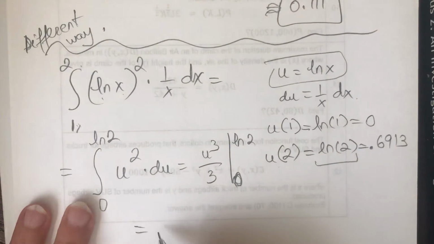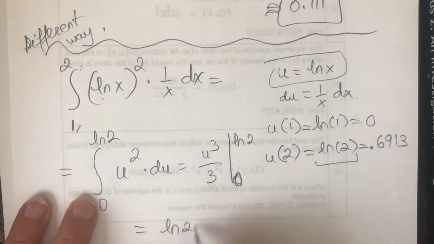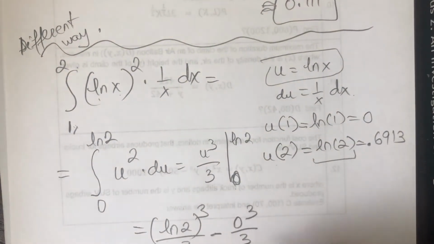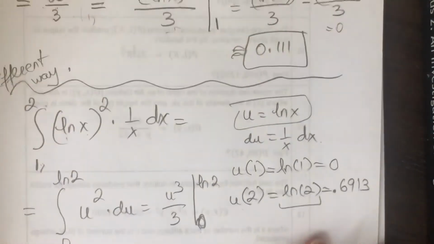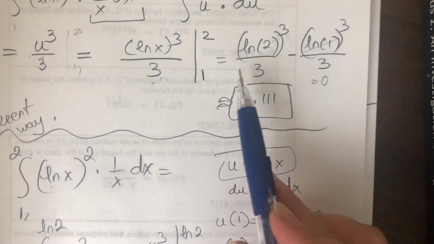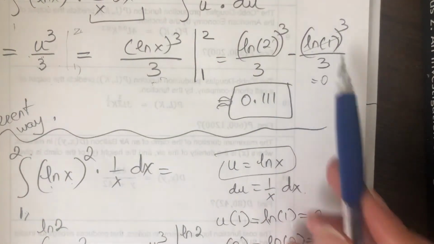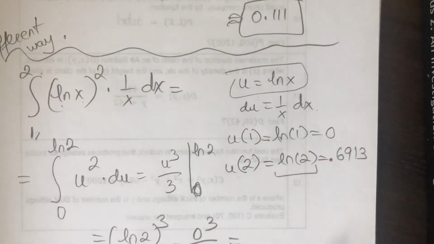So what are the numbers going to be? ln of 2 to the third over 3 minus, plug in a 0, 0 to the third over 3. So is this the same exact thing we had before? ln of 2 to the third over 3 minus 0. Yes, that's the value of it here. So it's the same exact thing.